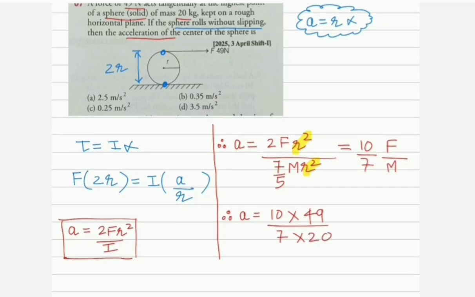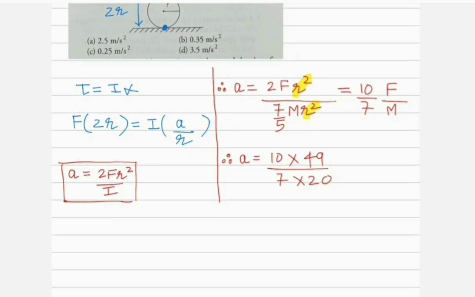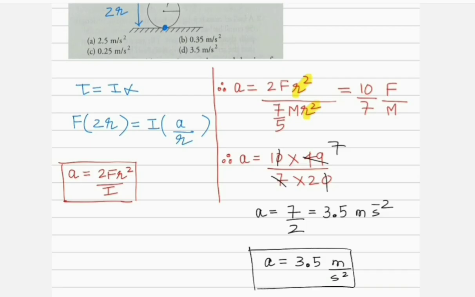Alright, so we can do some simple cancellation now. From here, first cancel one zero. Okay, then 7 into 7 gives you 49. So therefore a will look like, students, 7 by 2. That is obviously 3.5. So the unit will be meter per square second. So the required value of acceleration is 3.5 meter per square second. So this is going to match with, students, 3.5, right? Option D.